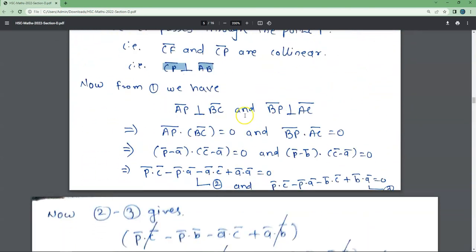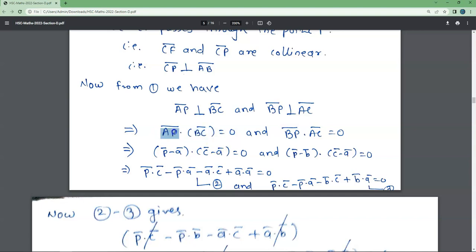So what we need to prove is CP bar perpendicular to AB bar. Now from one, we have AP bar is perpendicular to BC bar and BP bar is perpendicular to AC bar. When one vector is perpendicular to another vector, what does its dot product come to? Zero. Remember, when one vector is perpendicular to another vector, the dot product is zero. Similarly, AP bar dot BC bar will be 0 and BP bar dot AC bar will be 0.